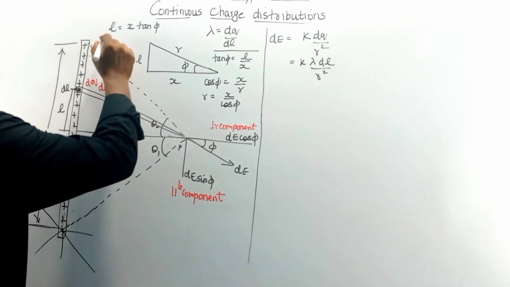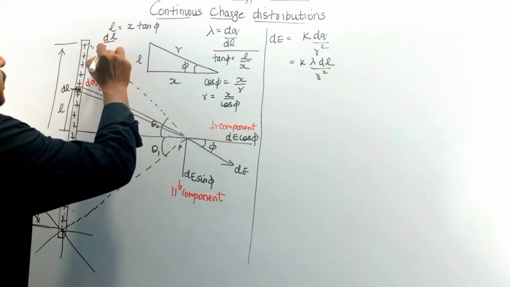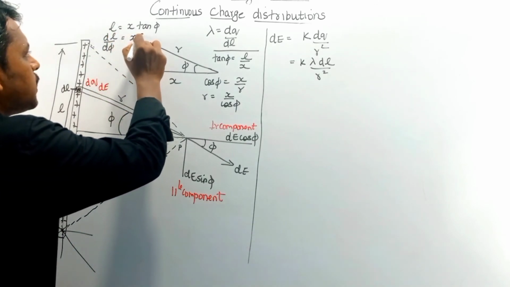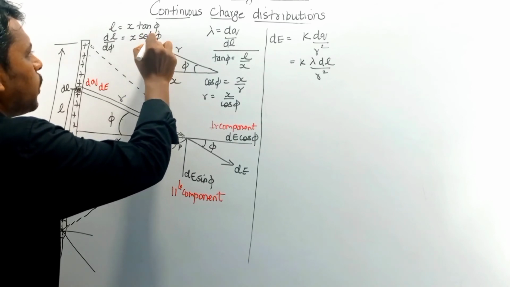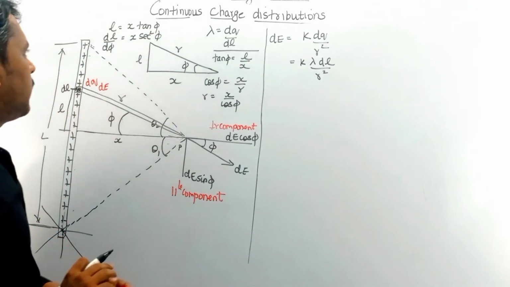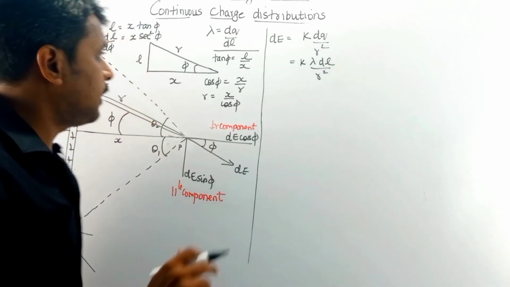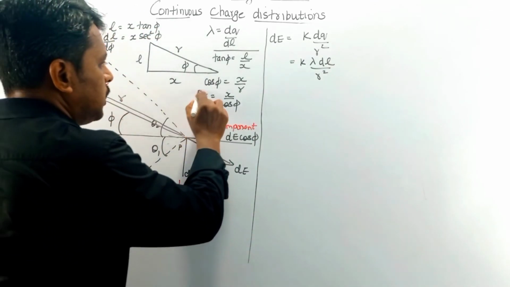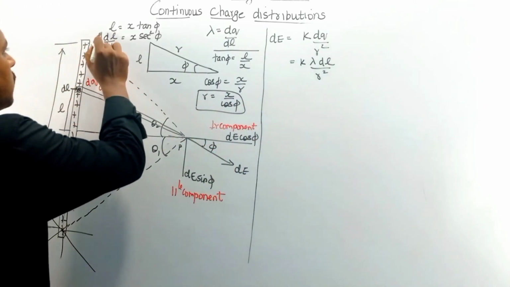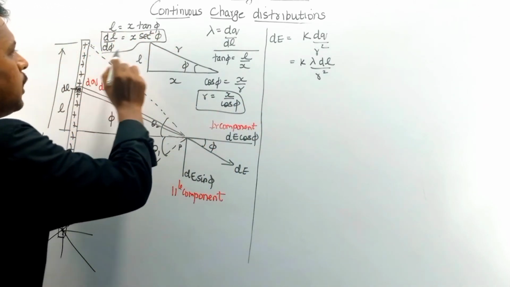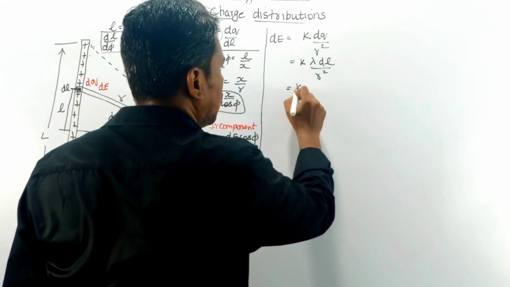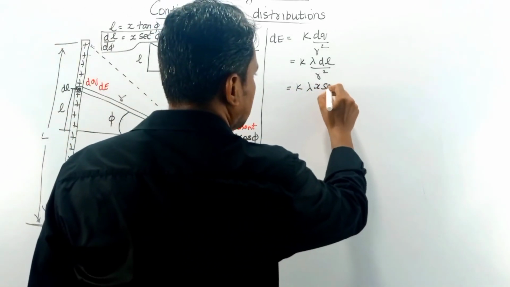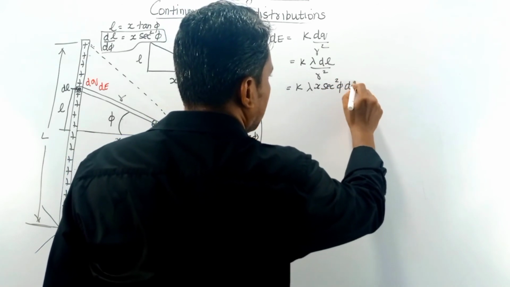So what I'm going to do is differentiate this with respect to d phi. So dl by d phi will be nothing but x times the derivative, which gives secant square phi. So dl by d phi I am getting the value as x secant square phi. Okay, so substitute these values, r and this particular value, in this equation. So k lambda for dl is nothing but x secant square phi d phi.